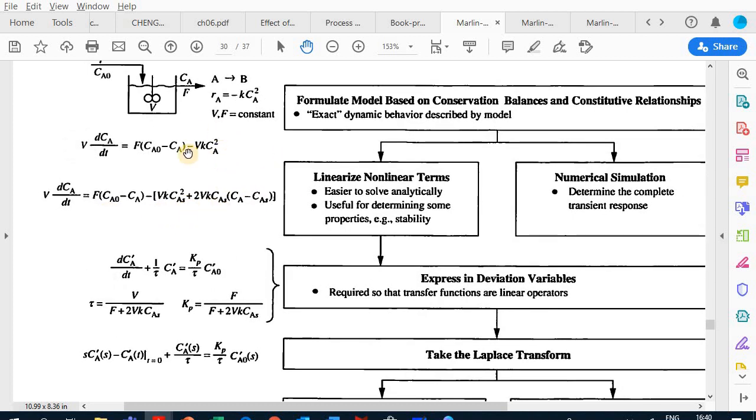If you want to linearize it, this K CA squared becomes 2K CA, as you can see here. And of course, we already studied how to do this in two different ways. It's either obtaining the Jacobian matrix or the partial derivatives, the one that we use. Or you take that as steady state, subtract them from each other, and then you get the linearized form, and then you take the Laplace transform. Of course, when you take the Laplace transform you get the tau and the K value.